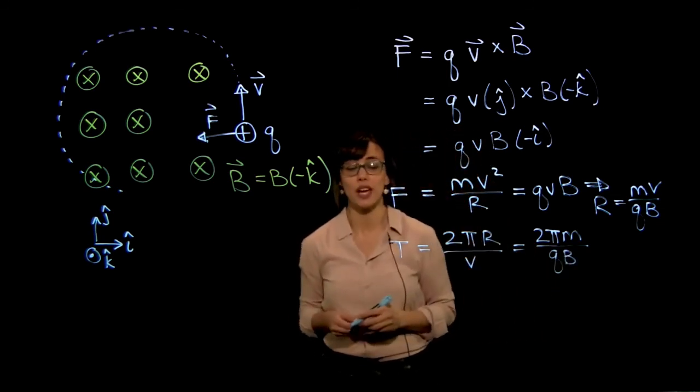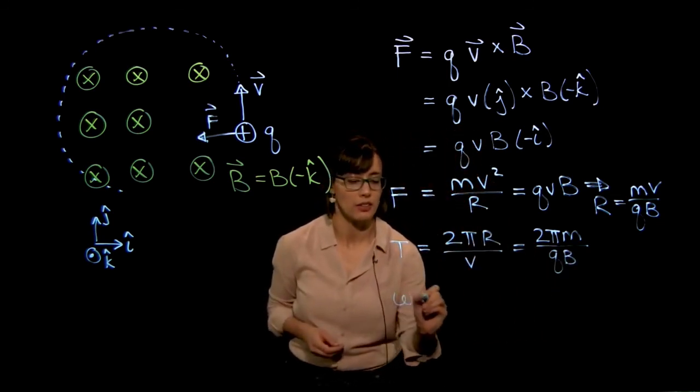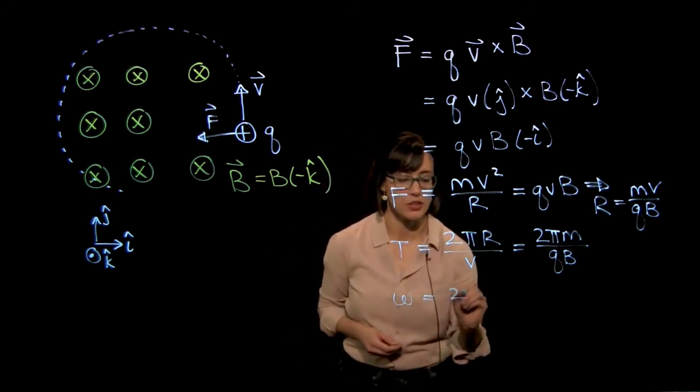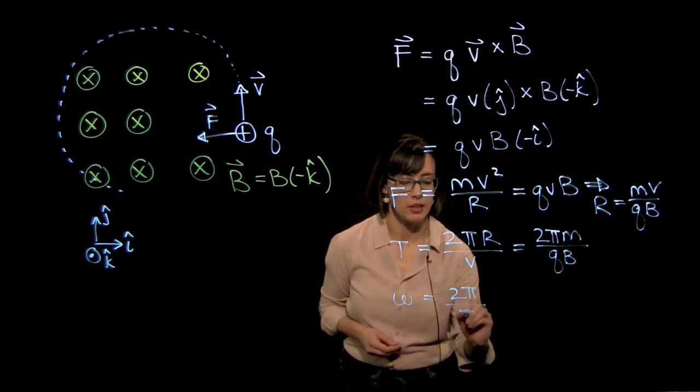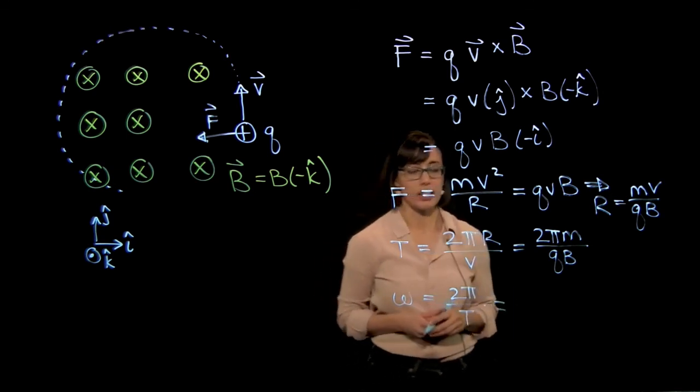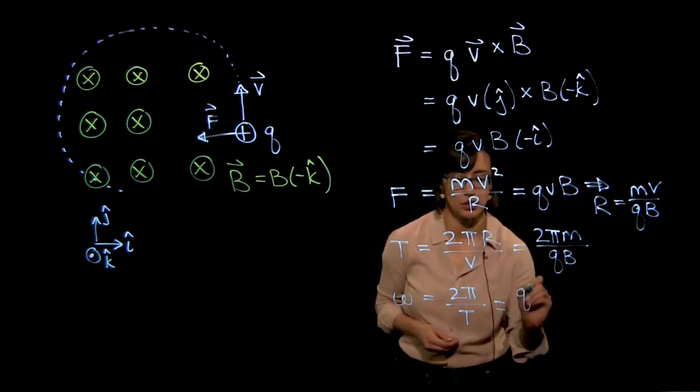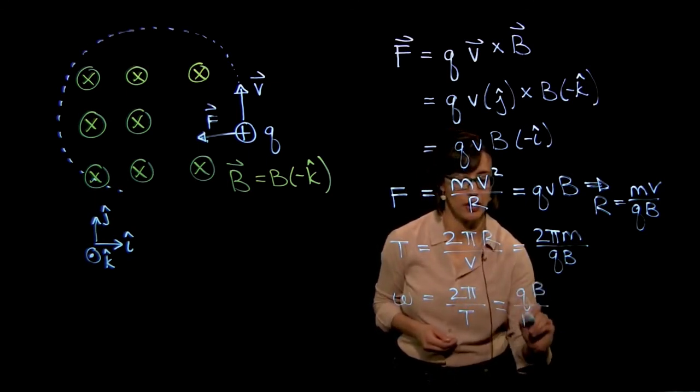The last thing we want to know is the angular velocity of this particle. So that's our omega. Omega is defined as 2 pi divided by the period T. And again, we can use our expression for the period, and we see that that's equal to qB divided by m.